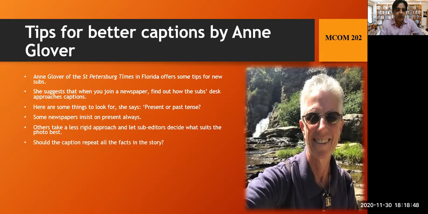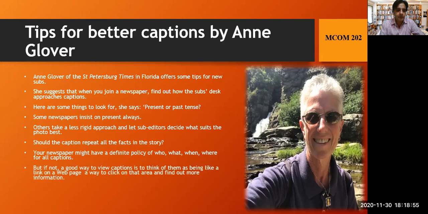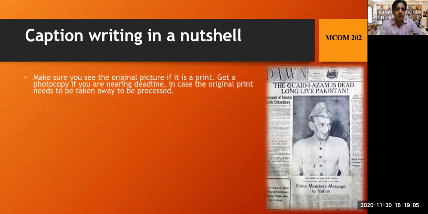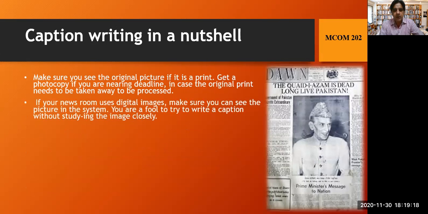Should the caption repeat all the facts in the story? Again, no, but you should answer the 5 Ws and 1 H in the caption. If you are looking for more, you do not want to repeat everything that has come before. In a nutshell, make sure that you see the original picture. If it is a print, get a photocopy if you are nearing the deadline, in case the original print needs to be taken away to be processed. If your newsroom uses digital images, make sure you see the picture in the system, because without seeing a picture, you should not be writing the caption.